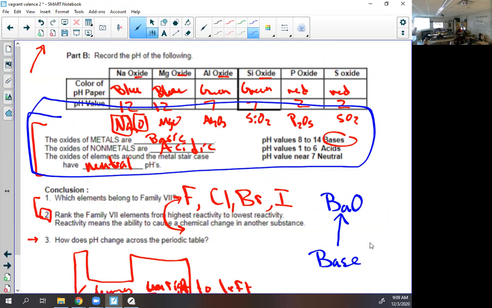Page 15, number 21. Okay, so for each one of them, just look at the first element, determine if it's a metal, non-metal, or metalloid. And then you have that right there. If it's a metal, it's a base. If it's a non-metal, it's an acid. If it's on the staircase, it's neutral.